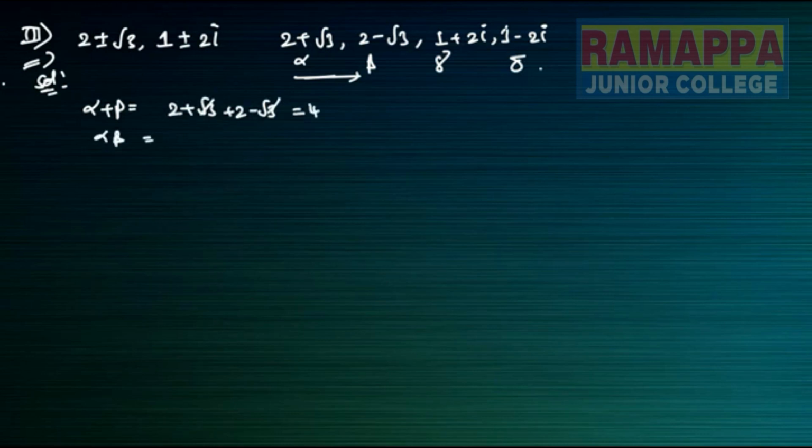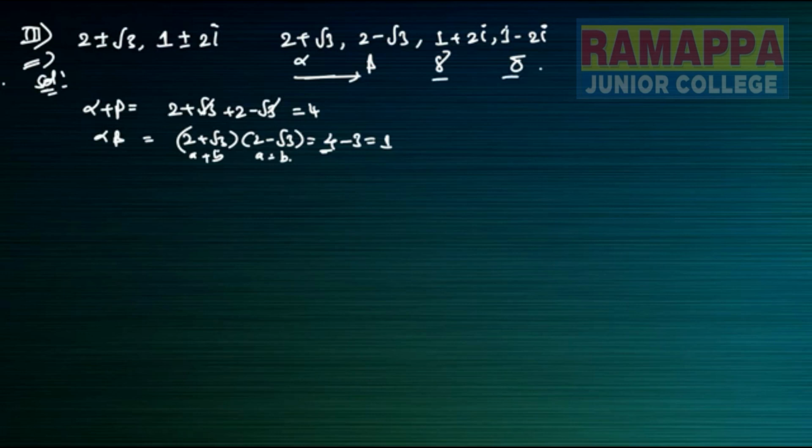So alpha into beta: 2 plus root 3 into 2 minus root 3 is equal to how much? 4 minus 3 is equal to 1 here. So this is (a plus b) into (a minus b). I am doing it fast only, please understand here. (a plus b) into (a minus b) is a square minus b square. Now it will become 4 minus 3. Now what do we have to find here? This is also we have to find here.